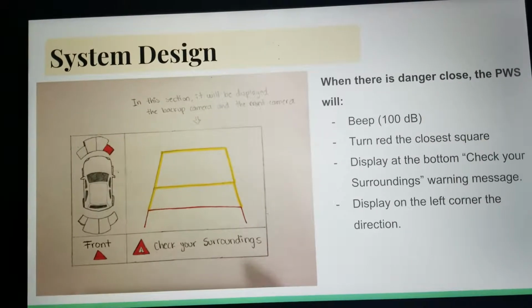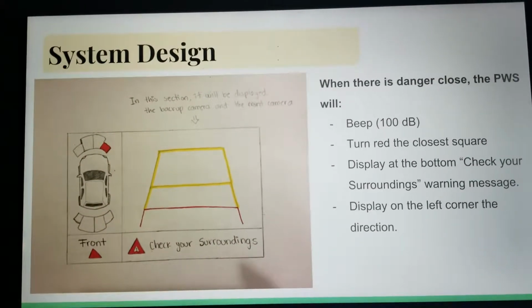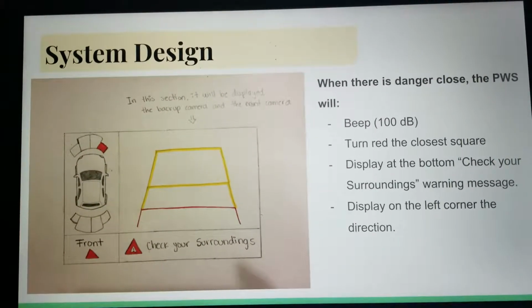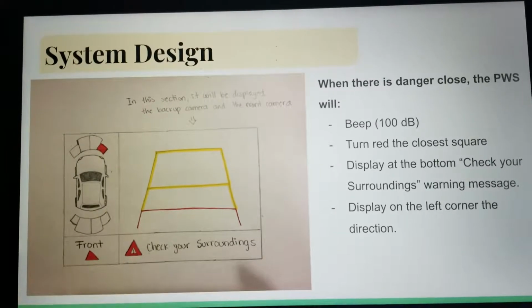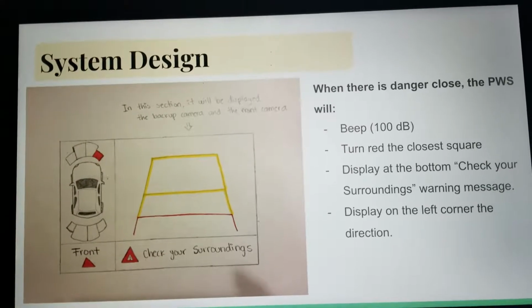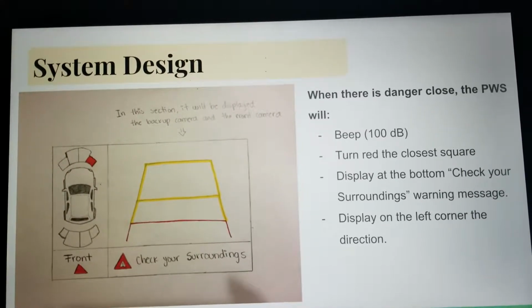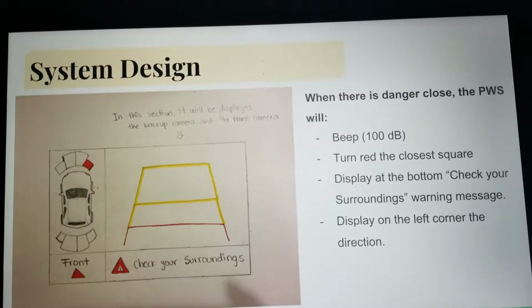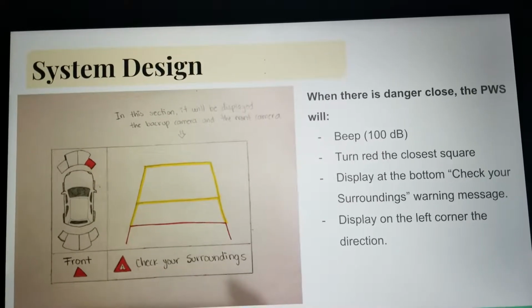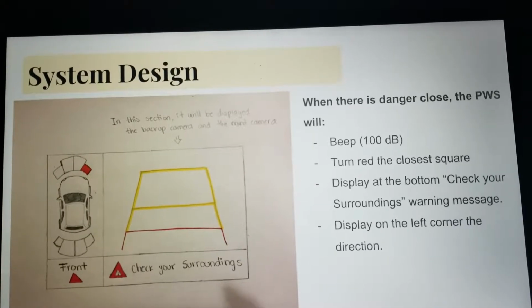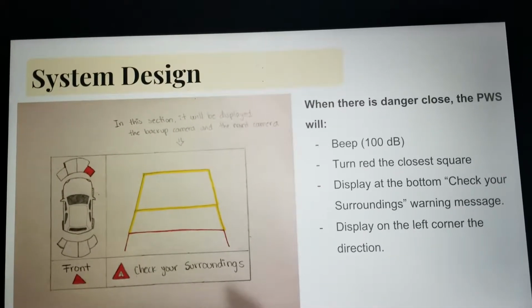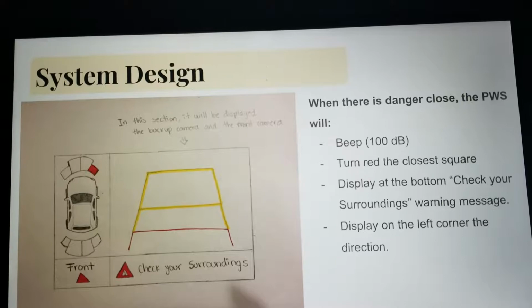When a pedestrian or an object is within 5 feet of the areas where the sensors are, the PWS will sound a beep of approximately 100 decibels to alert the driver. For every foot that the pedestrian gets closer to the car, the beep will repeat faster. Similarly, when the pedestrian is within a foot of the car, the warning sound will be one solid beep at the same 100 decibel level.